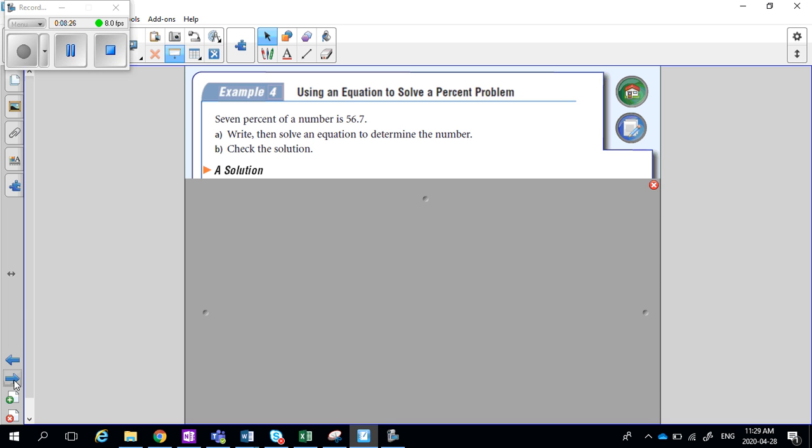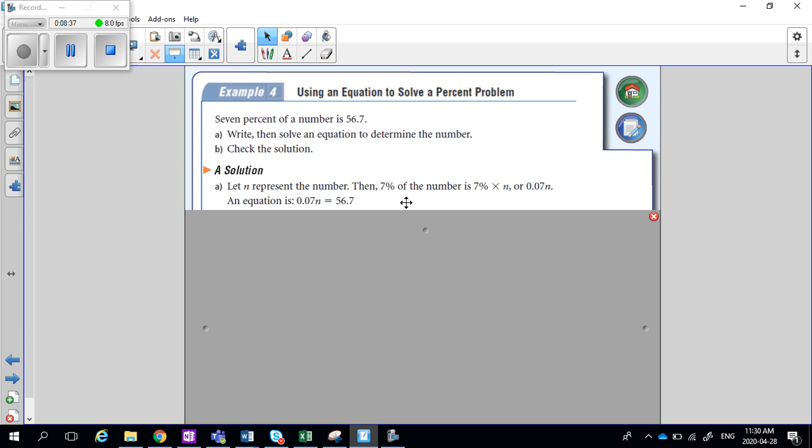Okay, second example, using an equation to solve a percent problem. 7% of a number is 56.7. Then solve an equation to determine the number and check your solution. So if n is the number, 7% of the number we would write as 7% of, and of always means times. 7% of n. And if we write 7% and remove the percent sign, percent means fraction out of 100, right? So 7 divided by 100 is 0.07. So we can change 7% to 0.07, 0.07n. Okay, so that's how we write 7% of a number.